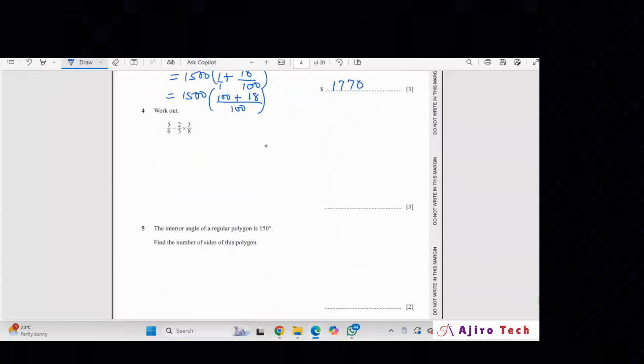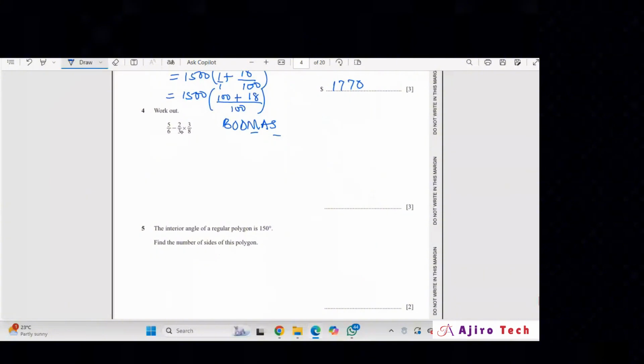For question 4, please, I beg you all, you need to know BODMAS. BODMAS is very, very essential when you are dealing with it. Now, in the case of this, we need to do multiplication first before subtraction. Because we have multiplication and subtraction, we need to do the multiplication first.